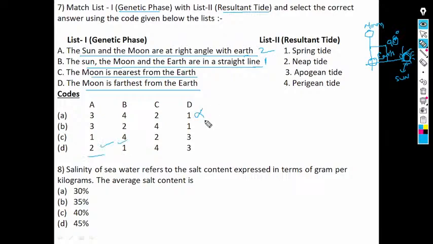So we eliminate those. The moon is nearest to the earth means perigee, then apogee. The moon is farthest, that is apogee. So 2 1 4 3, the answer is D for Delhi.